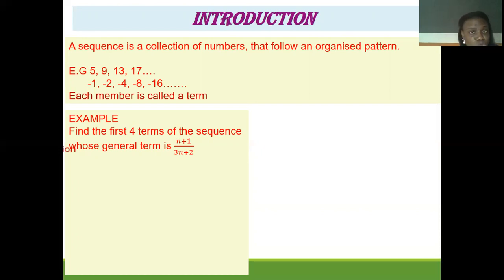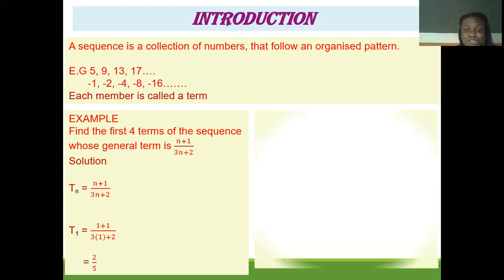So we're going to substitute 1 first to get the first term. The sequence is Tn equals, that's the nth term. The general term is also called the nth term. So Tn equals (n + 1) over (3n + 2). So for T1, the first term, we substitute 1: (1 + 1) over (3 × 1 + 2), and that should give us 2 over 5.